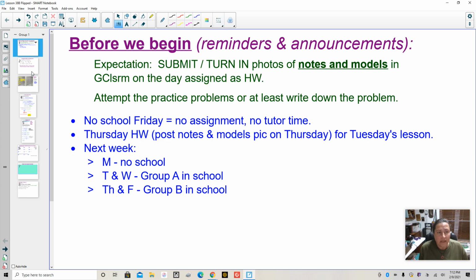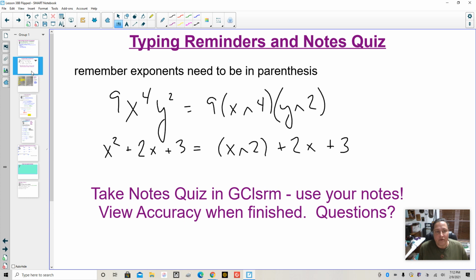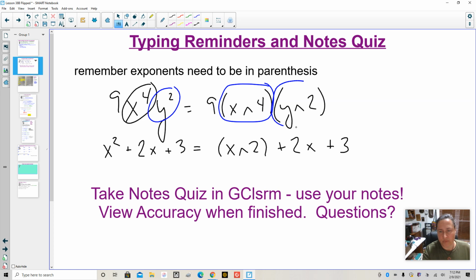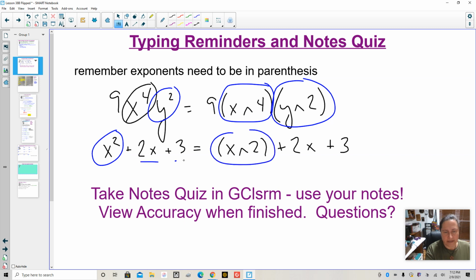All right. Next, typing reminders. Just remember that exponents need to be in parentheses. So the minute I see this x to the fourth, I know that that should go in parentheses because what I don't want to do is raise that to the x to the 4y power. My y to the second needs to also go in parentheses, okay, if you're typing. X squared needs to go in parentheses, but then 2x and 3 do not, because I'm not going to raise something after that into an exponent. Those are all along what I call the baseline.